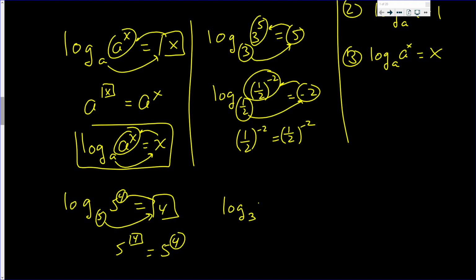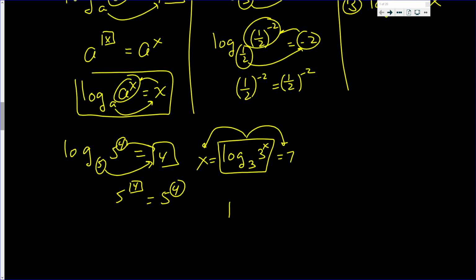Log base 3 of 3 to the x is equal to 7. Well, remember that equals x. That equals x. Oh, you mean x equals 7? You can't have this equaling 7 and that equaling x without x being 7. So that's one way of handling that problem.